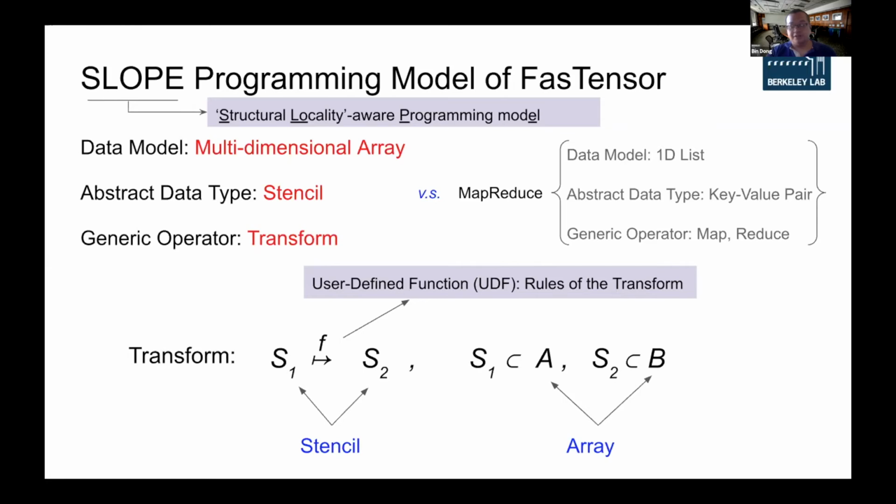The formula at the bottom of this slide shows how this SNOPE programming model works. You have stencil 1 from array A, and you have stencil 2 from array B. Transform can convert the data from stencil 1 to stencil 2. The user-defined function carries the rule of the transform. So when the user runs this transform, it applies the rule on the data in S1 to generate the data in S2.